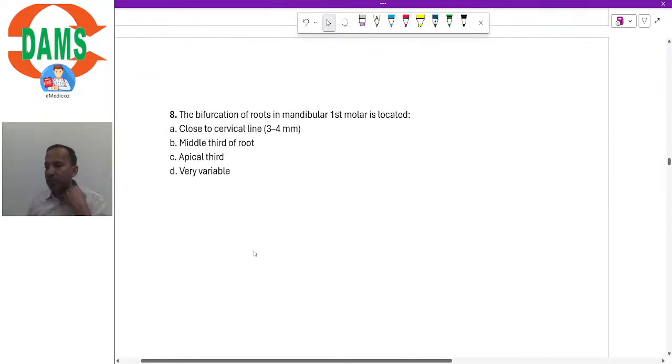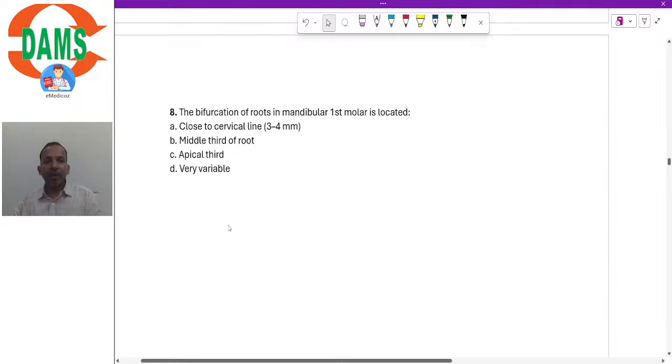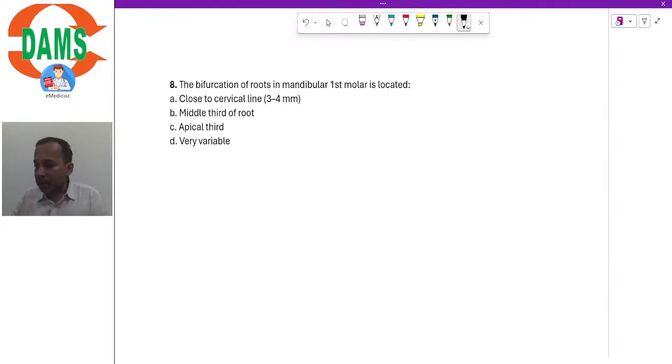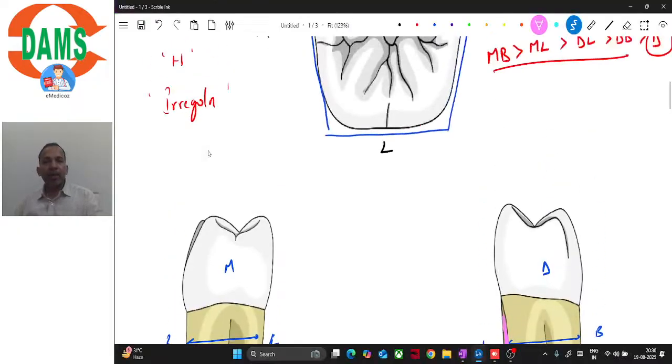So let's go to the next question. The bifurcation of roots of the mandibular first molar is located. So where is it located, right? Let's take a look at the options. Close to the cervical line, that is approximately 3 to 4 millimeters from the cervical line, then middle third of the root, apical third, and it varies, right? So let's take a look at this diagram once again.